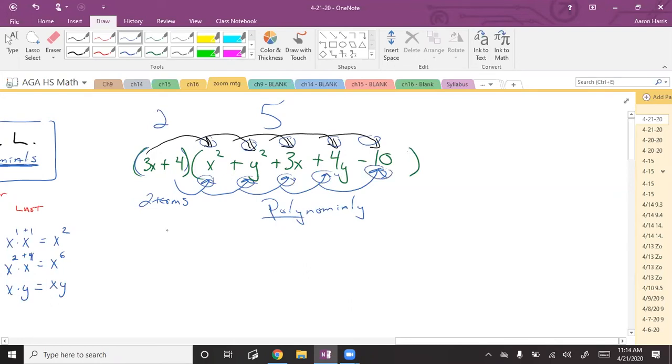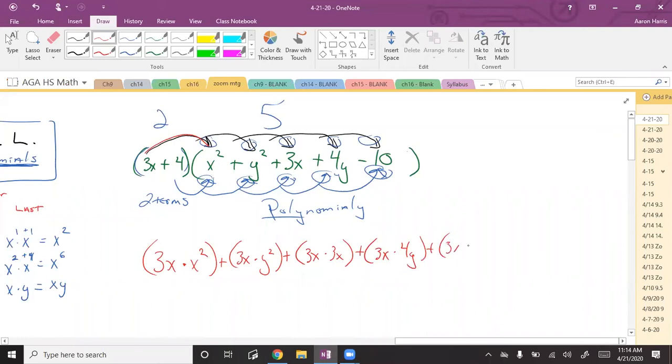So here we go. You can do this, Henry. 3x times what? x squared. There you go. Add that to 3x times what? y squared. Good. Plus 3x times what? 3x. Good. Plus 3x times what? 4y. Good. Plus 3x times what? Negative 10. See how easy that is? It's a lot, but it's easy. So here we go. Let's finish it.